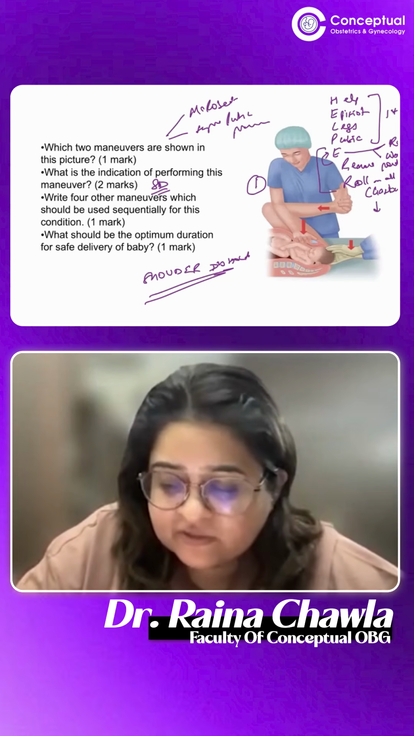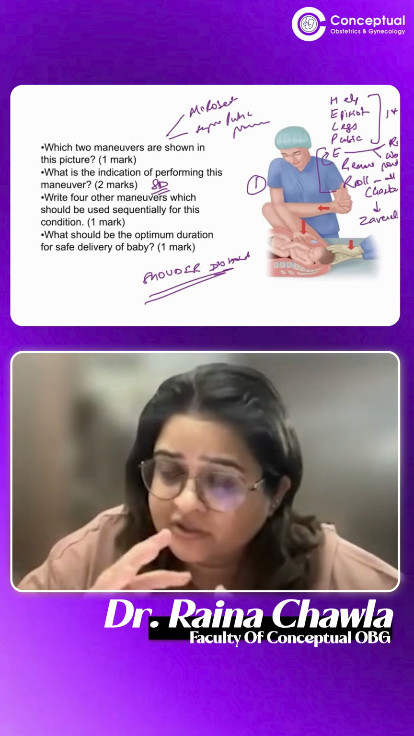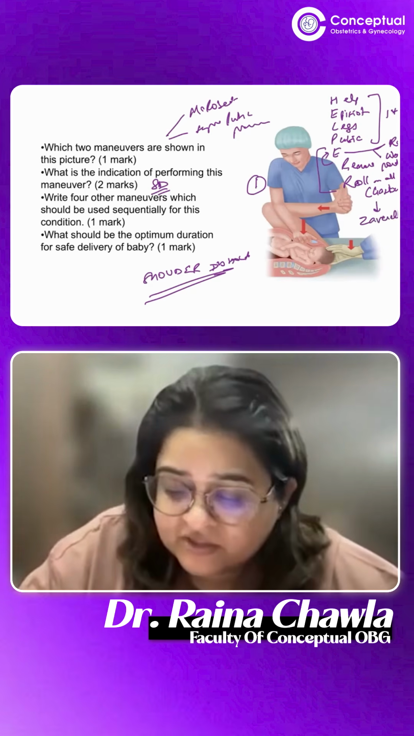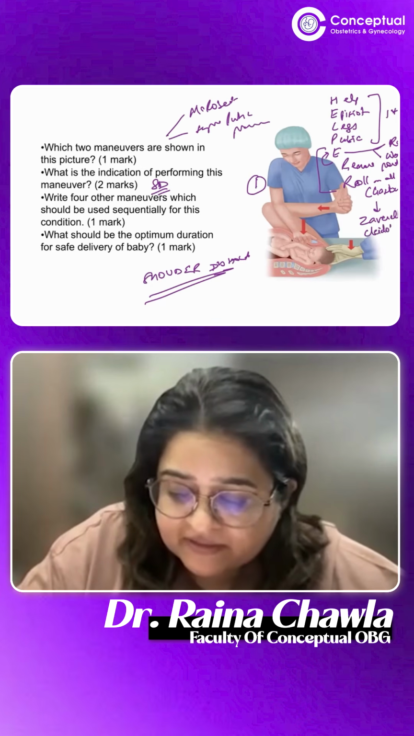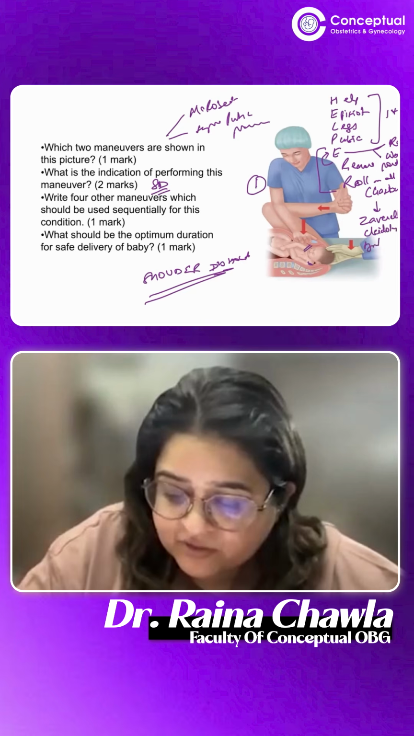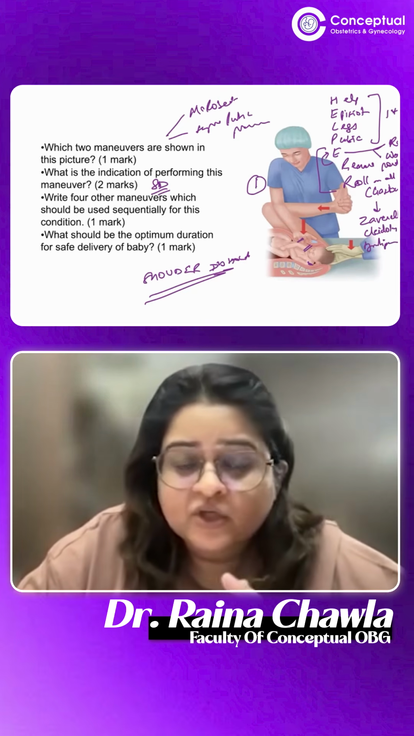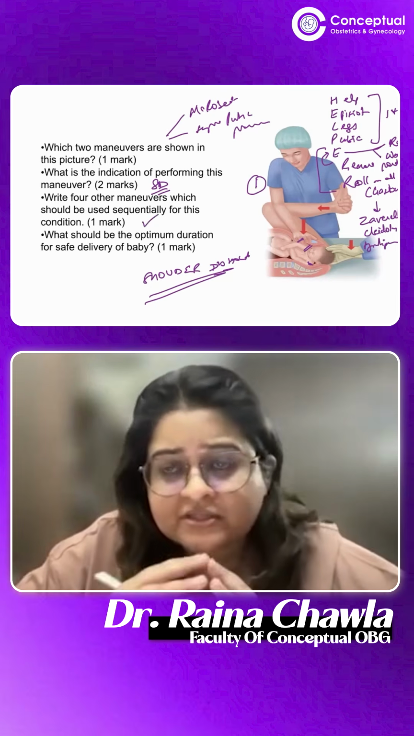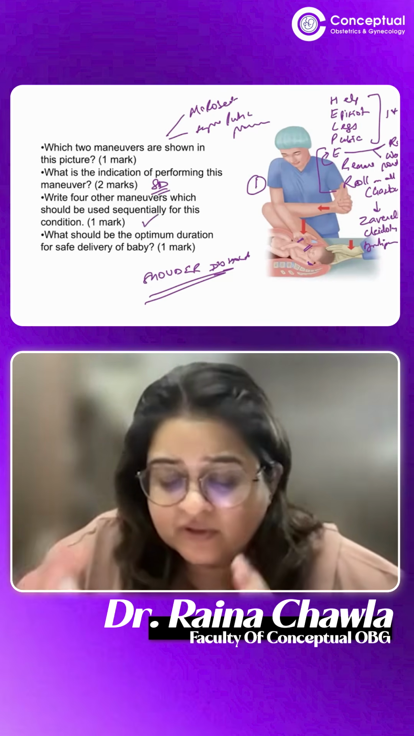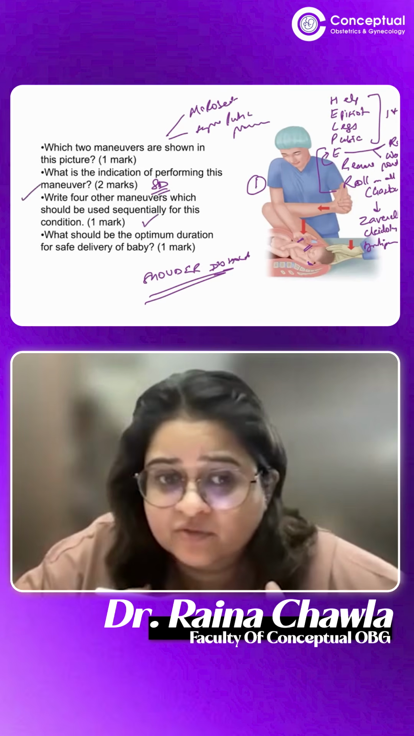And if these fail, you go to the third line maneuvers, which are the Zavanelli maneuver, that is pushing the head back and doing a cesarean section, or a cleidotomy, that is fracturing the baby's clavicles, or a symphysiotomy, that is fracturing the maternal pubic symphysis. So this is what you would do. Just write the HELPERR mnemonic, but not the first line because first line is already done. After that, the second and third line maneuvers.